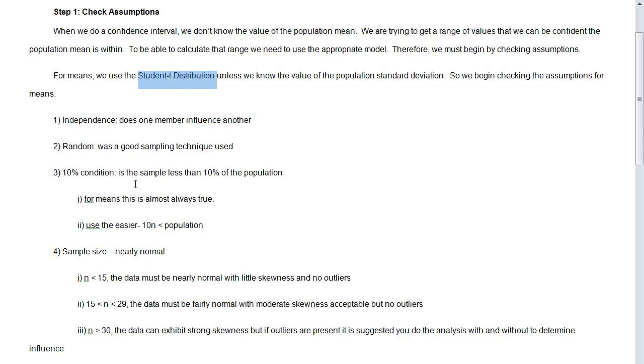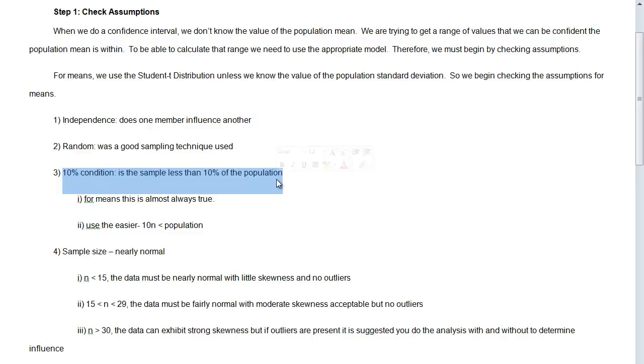Now, it's very similar. Independence: does one member influence another? Random: was a good sampling technique used? Good sampling techniques are simple random sample, stratified sample, cluster sample, some sort of systematic sample. The 10% condition: is the sample less than 10% of the population?